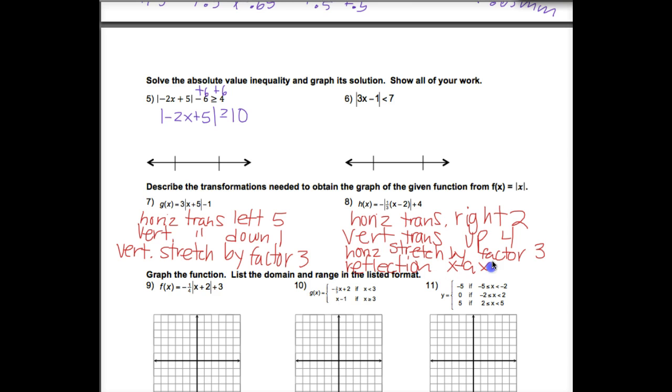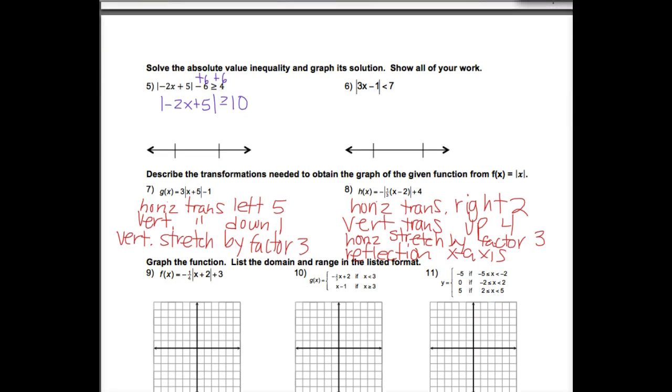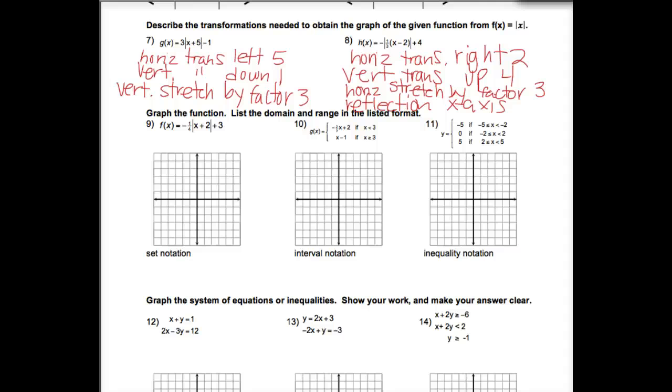I had somebody ask me if the order that you list these matters. No, it doesn't matter what order you list them in. I just list them in the same order that I would look at them if I were graphing. Remember that when you graph, the vertical and horizontal stretch or shrinks change the slope.